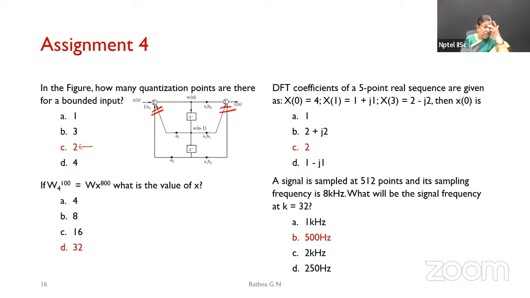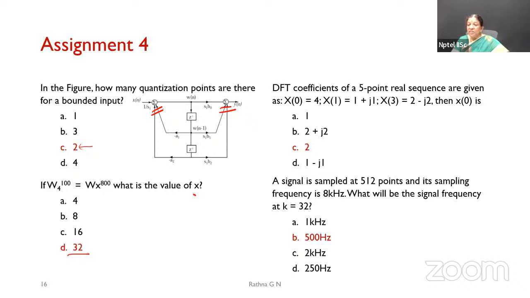So it is 2. And we know that W400 is equal to W X 800. So what is the value of X has been asked. So you will be seeing that it is 4 into 8, and 2 zeros you can cancel. So it becomes 32 is the answer. X value is represented as W32 in 800, which is same as W400, the twiddle factor.